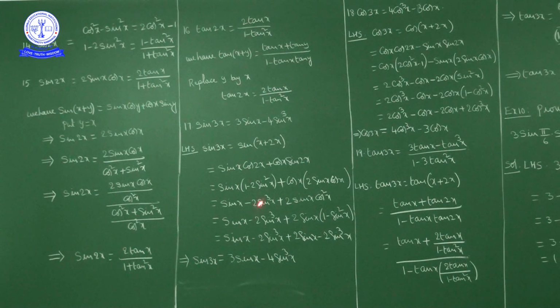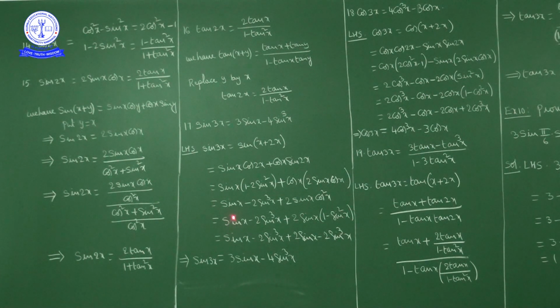Now multiply this sin x inside: sin x into 1 is sin x, minus 2 into sin square x into sin x is minus 2 sin cube x, plus 2 sin x cos x into cos x, that is cos square x. Now further we have the identity sin square x plus cos square x equal to 1. So cos square x is equal to 1 minus sin square x. So in place of cos square x I will write 1 minus sin square x.